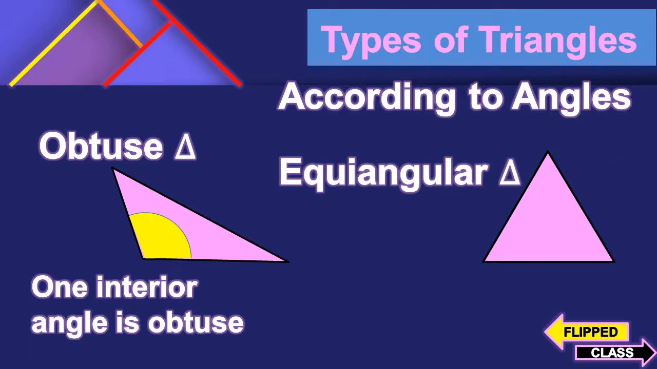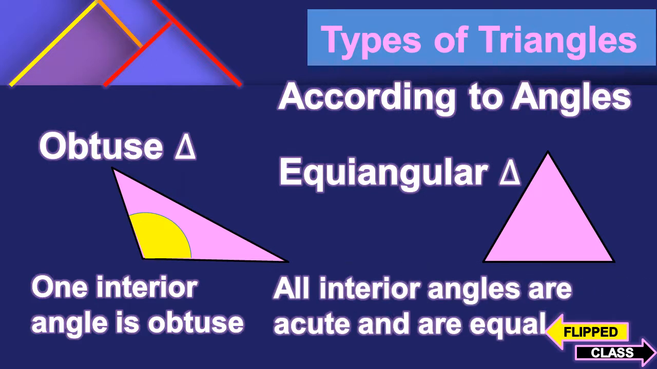Equi, same, angular angles. In short, all of its interior angles are considered to be acute and all of them are equal. To denote equality of measurements, we use this symbol here. These are the four types of triangles according to angles.